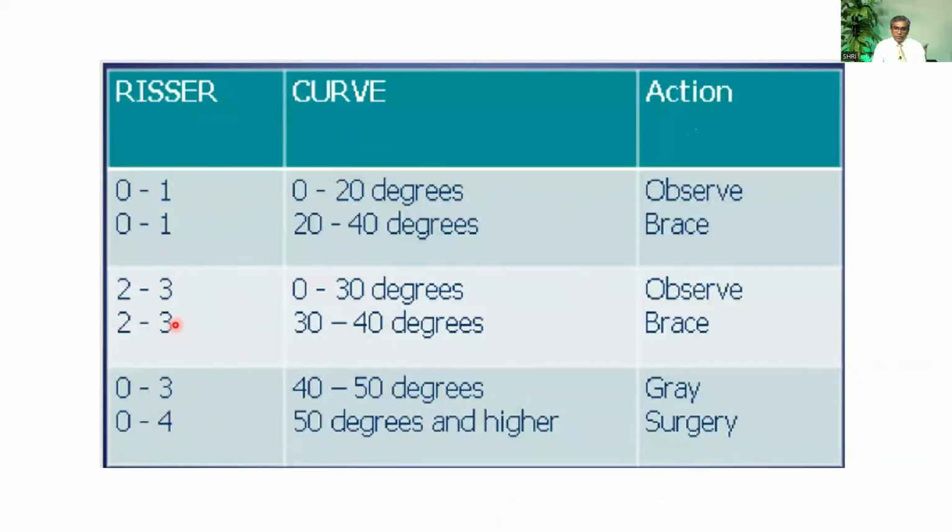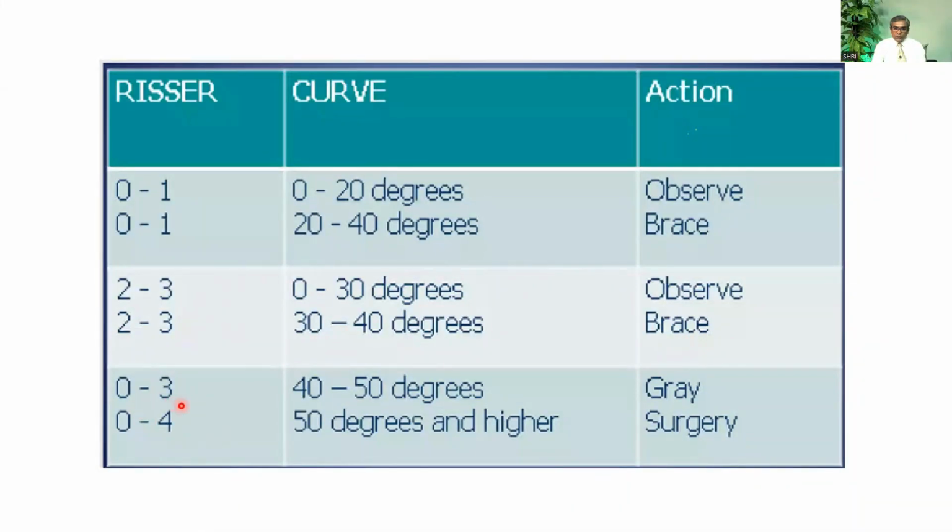When it comes to Risser 2 to 3, 0 to 30 degrees, still we can observe. Risser 2 to 3 in the sense the child has matured a bit. So the remaining growth is less. So even up to 30 degrees we can observe, but beyond 30 degrees, of course, we have to brace.